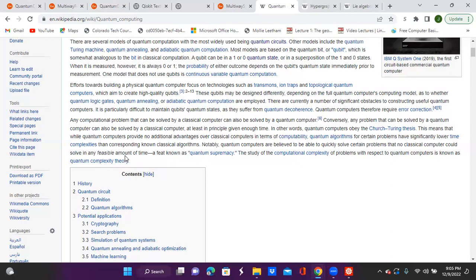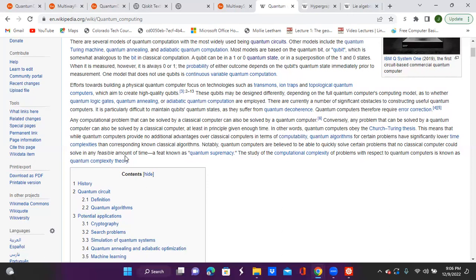In other words, quantum computers obey the Church-Turing thesis, which means that while quantum computers provide no additional advantages over classical computers in terms of computability, quantum algorithms for certain problems have significantly lower time complexities than corresponding known classical algorithms. Notably, quantum computers are believed to be able to quickly solve certain problems that no classical computer could solve in any feasible amount of time.